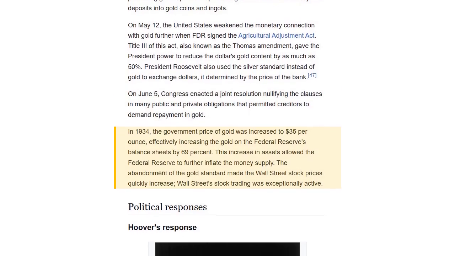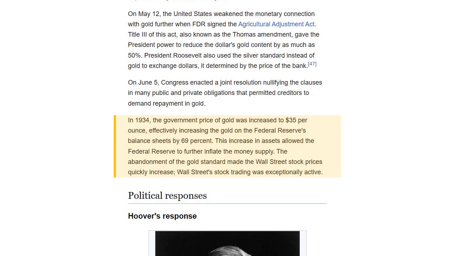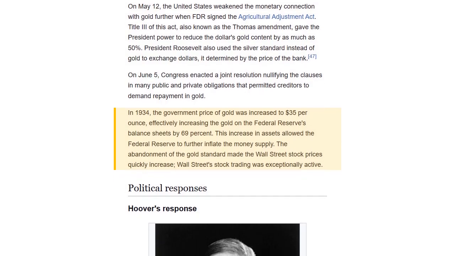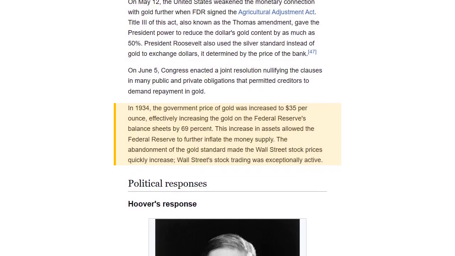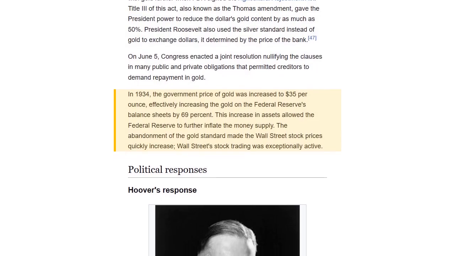In 1934, the government price of gold was increased to $35 per ounce, effectively increasing the gold on the Federal Reserve's balance sheets by 69%. This increase in assets allowed the Federal Reserve to further inflate the money supply.